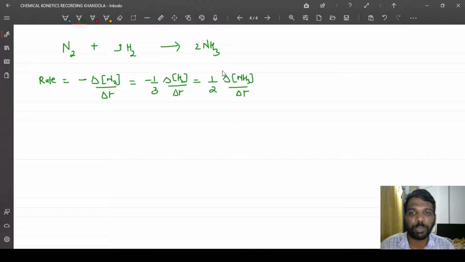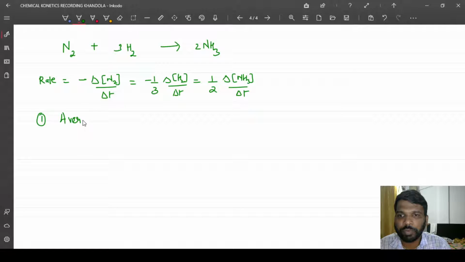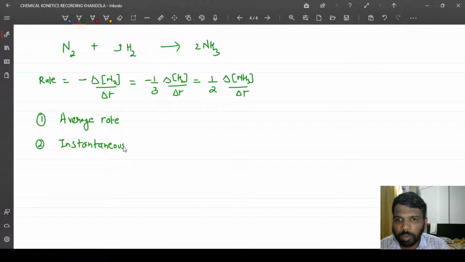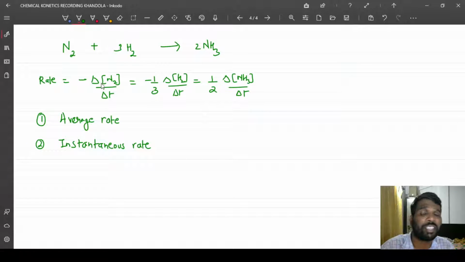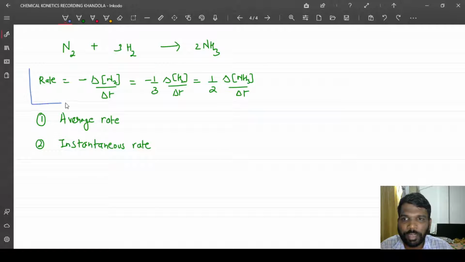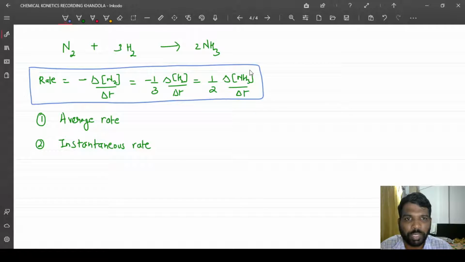Basically, we define a rate expression in two ways. One is average rate, and second is instantaneous rate. Now what is the difference with respect to writing? If you just want to write the equation, then this is how we write average rate. What I have written is an average rate equation because there is a delta term.